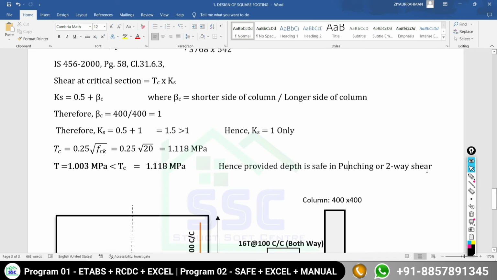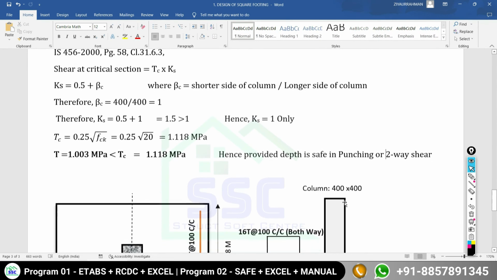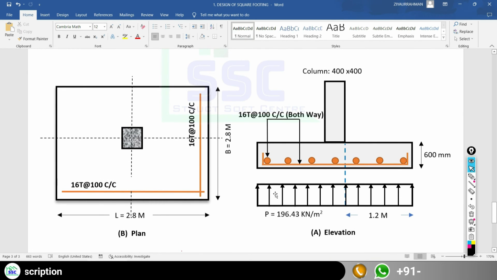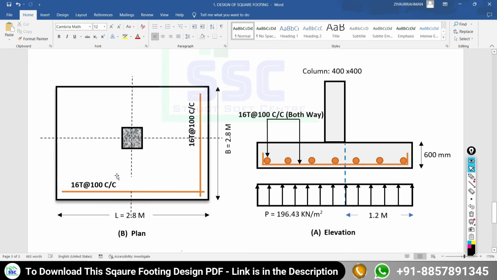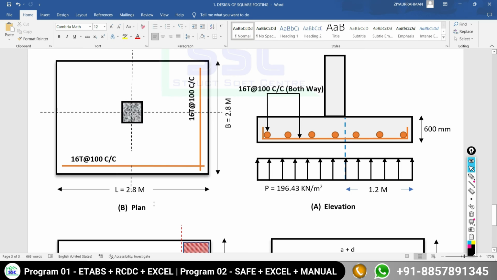So now we are going to conclude that the length of the footing, the width of the footing, the depth of the footing, everything is correct, everything is safe, and our provided reinforcement is also safe: 16 mm dia at a spacing of 100 mm in both directions. So this is the way to design the square footing. It's very simple. Hope that you all understood how to design the square foundation.